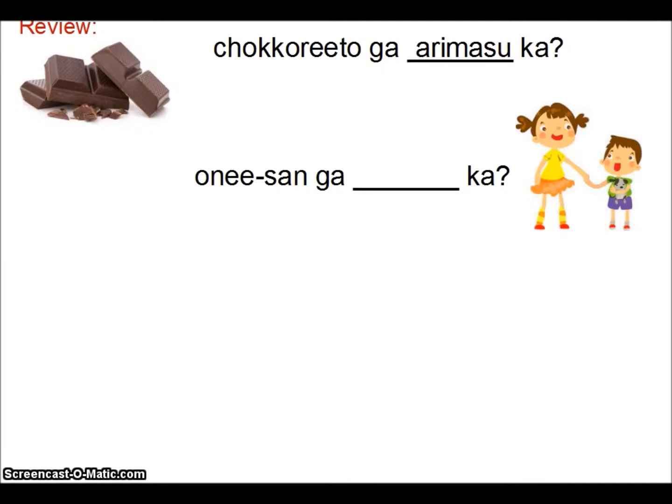So this one is onesan ga ka. So which one are we going to use, arimasu or imasu? We would be using imasu because a sister is a living thing, obviously. So onesan ga imasu ka? Hai, onesan ga imasu for me. Or you could say iie onesan ga imasen if you do not have one.